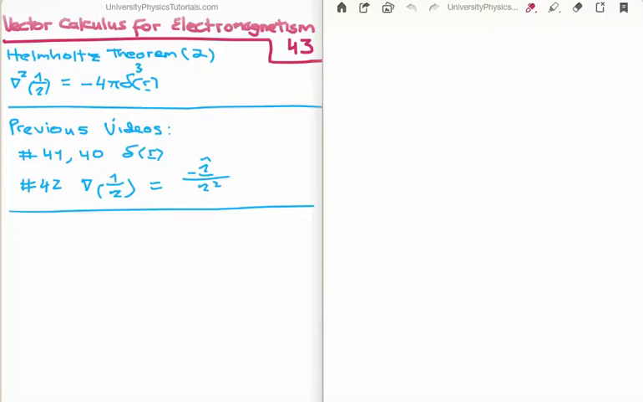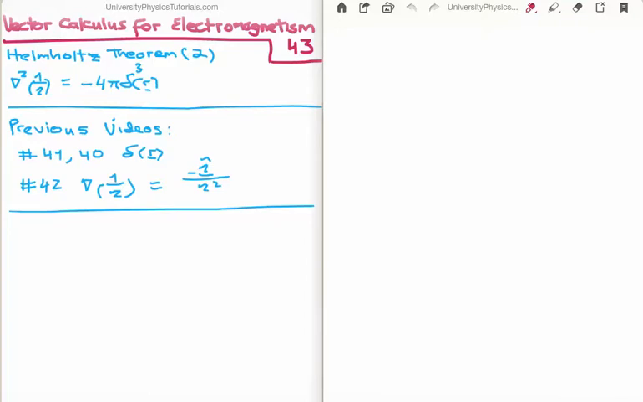There are many videos previous to this which are relevant, but the most important three are videos 40 and 41, where I discuss the Dirac Delta Function, and video 42, which is the first video on the subsection on the Helmholtz Theorem. Here I showed that when we take the gradient of 1 over the magnitude of the separation vector, it's equal to minus the separation unit vector divided by the square of the magnitude of the separation vector.